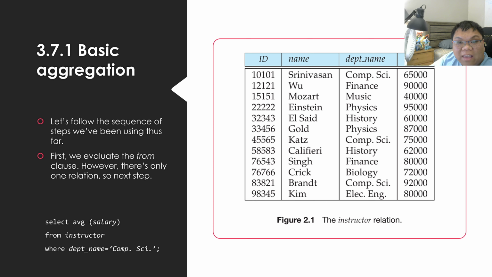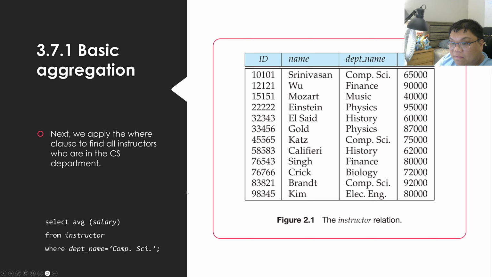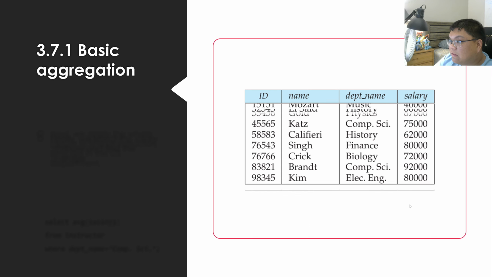Let's evaluate this query step by step using that sequence of steps that we talked about in part 1. First, we evaluate the from clause, but there's only one relation, so let's just skip over to the where clause. So, we want to apply the where clause where department name equals computer science. So we want to get all the rows where the department name attribute is computer science. There we go.